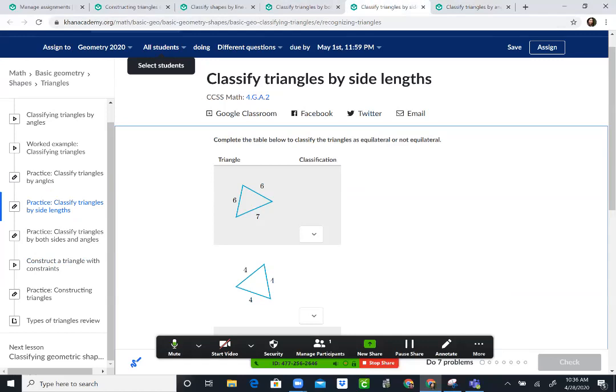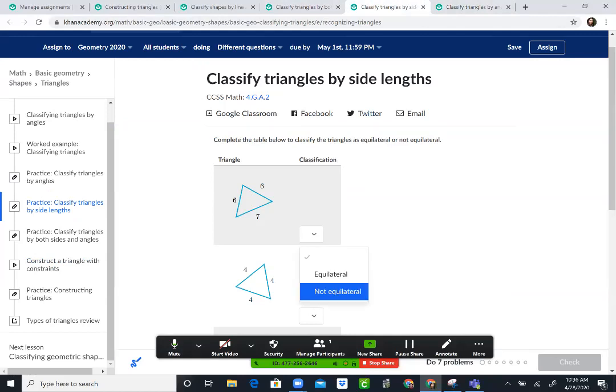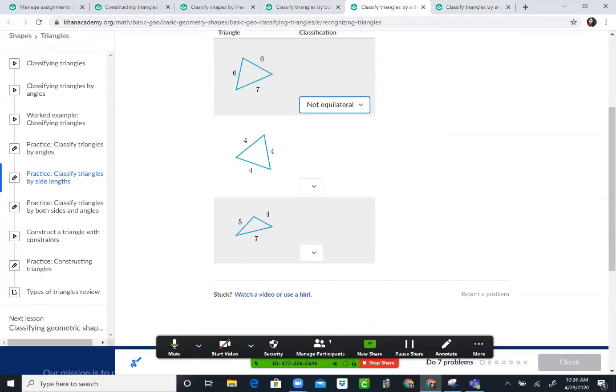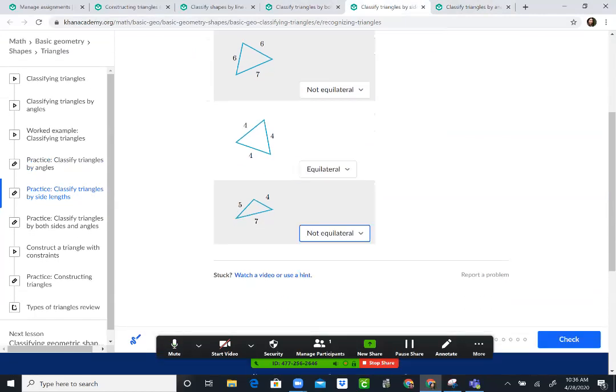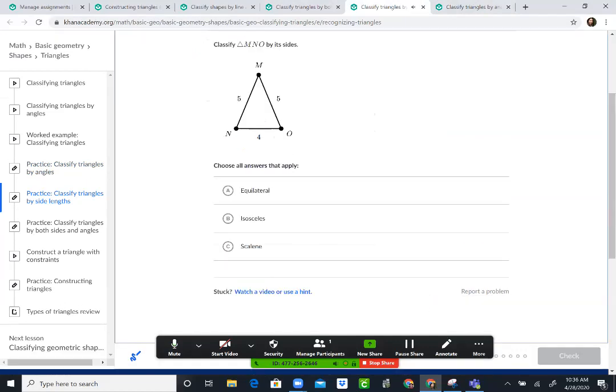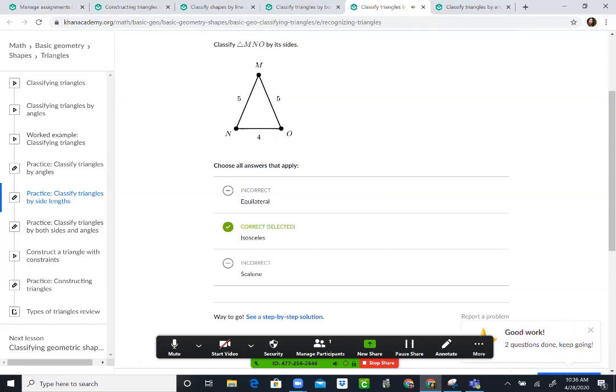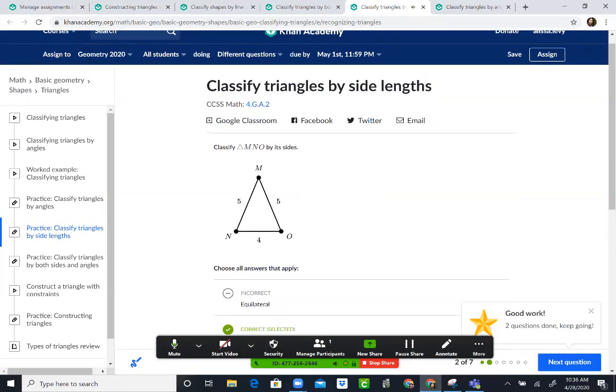Classifying triangles by side lengths. 3 equal sides is equilateral. 2 or more equal sides is isosceles, and no equal sides is called scalene. This one has 2 equal sides, so it's going to be not equilateral, it's going to be isosceles. This next one, yes, it's equilateral. And the last one, not equilateral. Okay, the next question. Classify triangle MNO by its sides only, so it has 2 equal sides, so we call that isosceles. All right, that's how you do the one where you're classifying it by its side lengths.